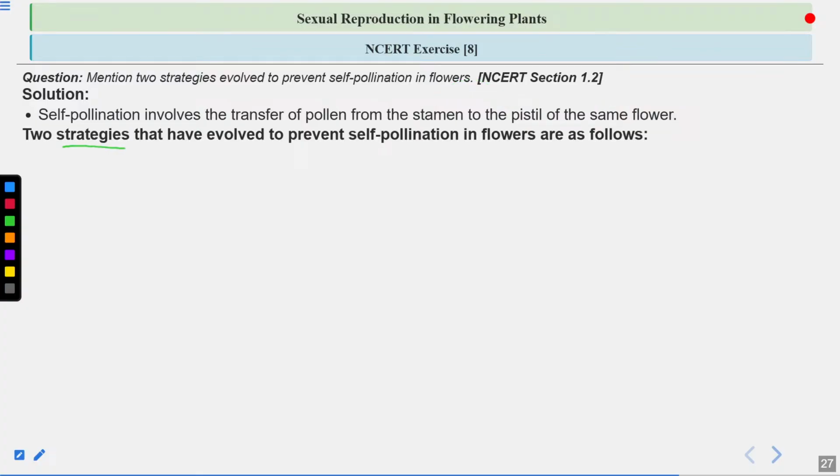Now the two strategies that have evolved to prevent this self-pollination in the flower are as follows. There are some strategies that the flower itself develops so that no self-pollination should occur. I will explain why they want this.